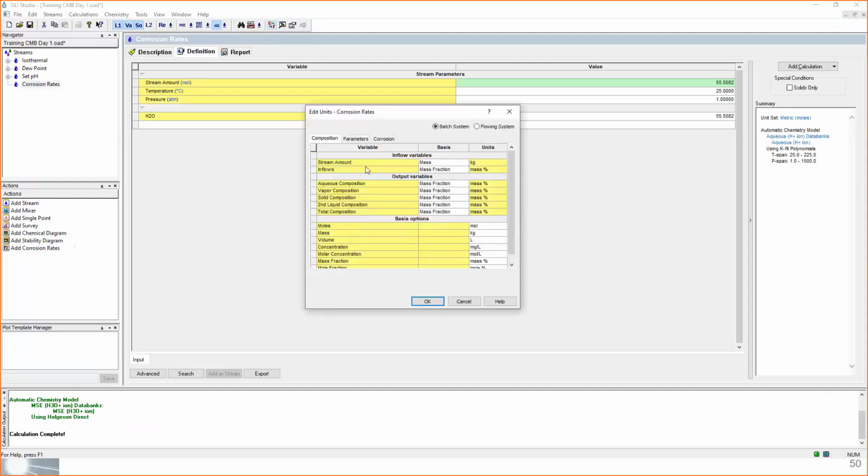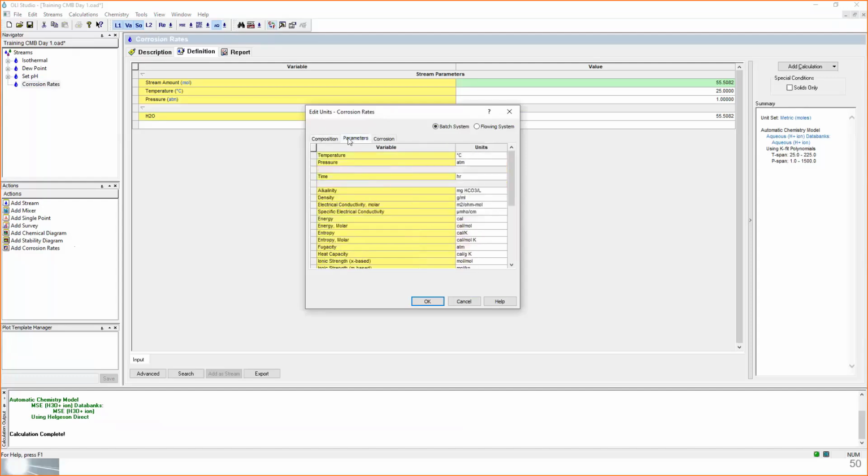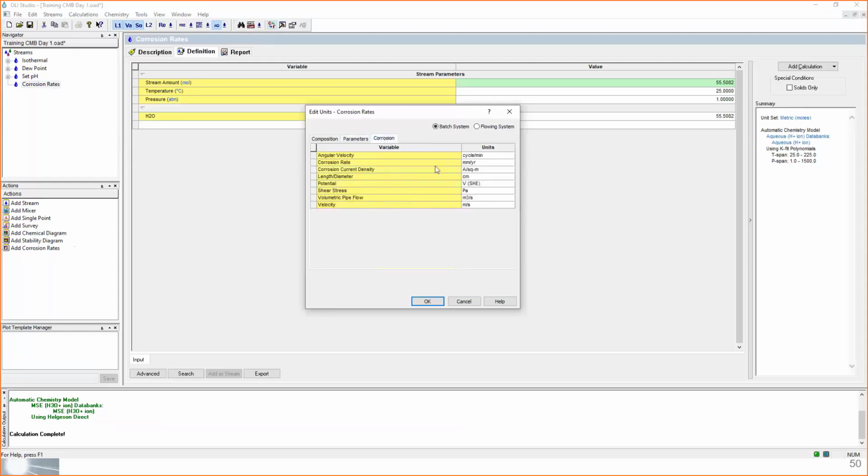You'll see that so far we have been working on this composition section, but there are two more sections. There is the parameter section, where you'll change your temperature, your pressure, and if you have a flowing system, per hour, per minute, per second, and all of the other properties: alkalinities, densities, entropies, etc. There is a third section, the corrosion section. In here is where we'll change anything related to our corrosion calculations. So we have the corrosion rate, the corrosion current density, potential, etc.